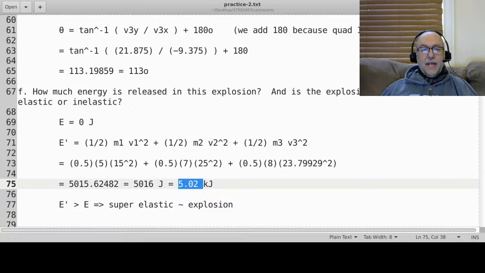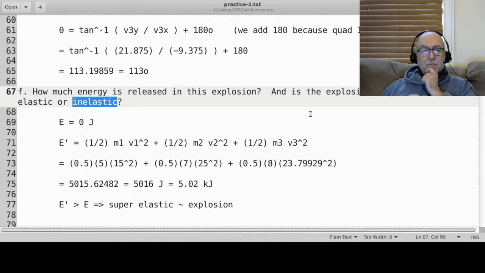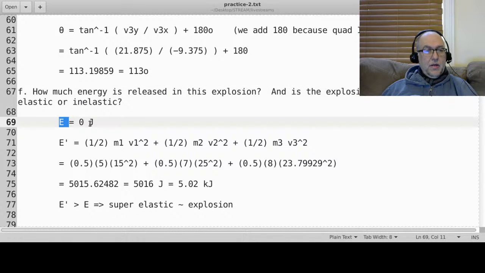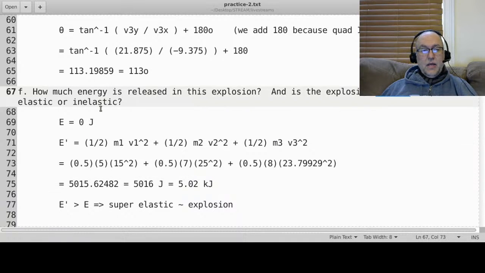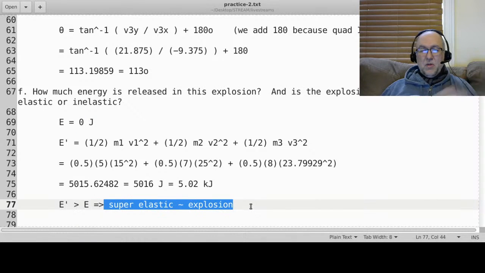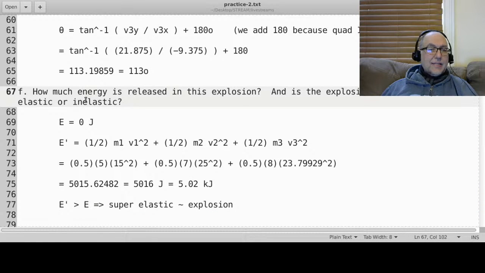All right, and finally, is it elastic, super elastic, or inelastic? Now, what does this mean? If it's elastic, the energy before and after would be the same. That means that this energy before, which is 0, and that energy after, which is 5 kilojoules, they would be the same. Well, they're not, and so it's not elastic. Super elastic means that the energy after is bigger than the energy before. Well, the energy after is 5, the energy before is 0, and so the explosion is super elastic. Inelastic would be the other way around, where the energy after is less than before.